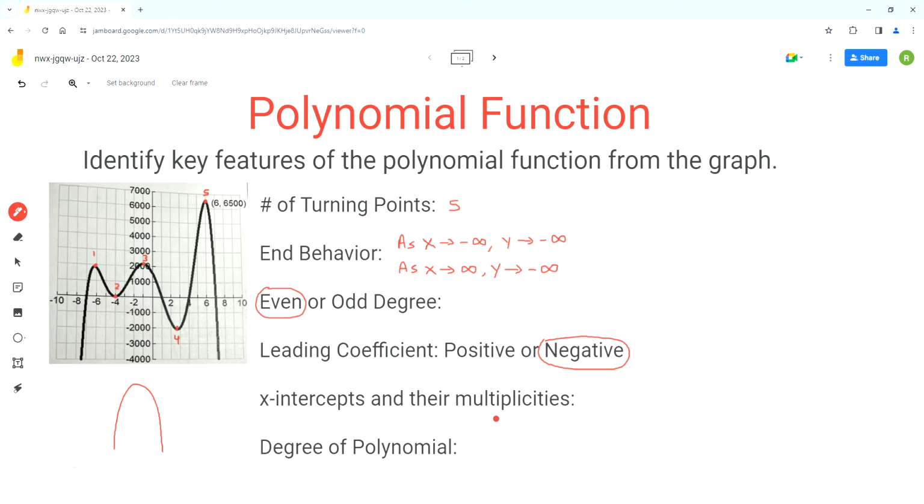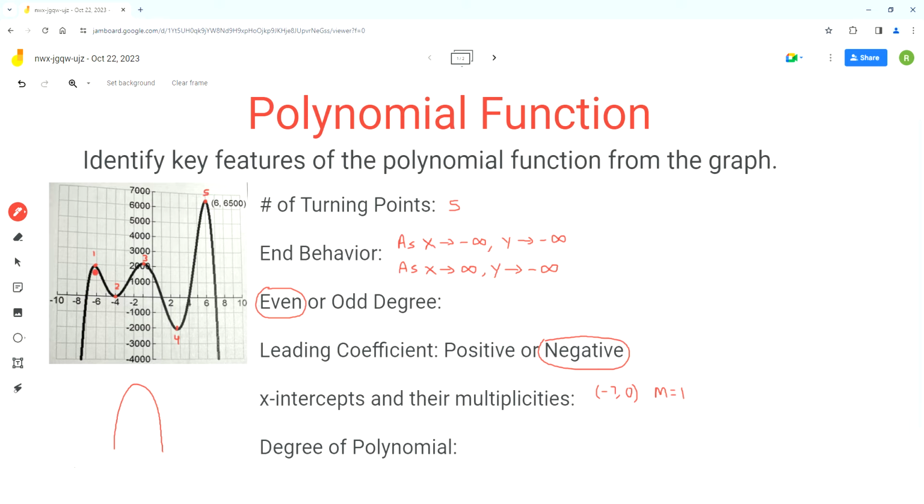Now we have to write the x-intercepts and their multiplicities. So we can start from the extreme left. The first x-intercept is -7. We can write it as an ordered pair, (-7, 0). Its multiplicity is 1 because at that x-intercept, the graph passes straight through the x-intercept. So the multiplicity value for this x-intercept is 1.